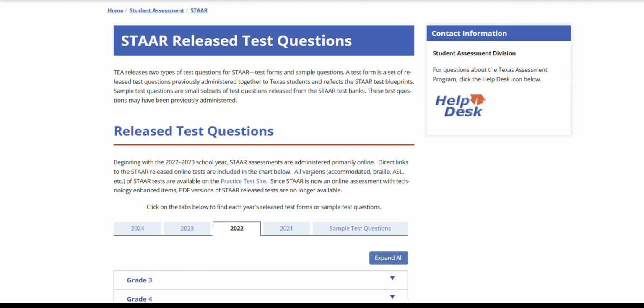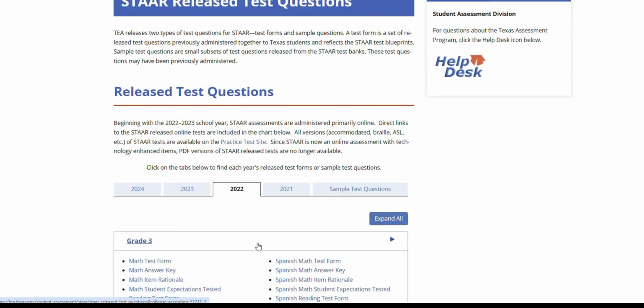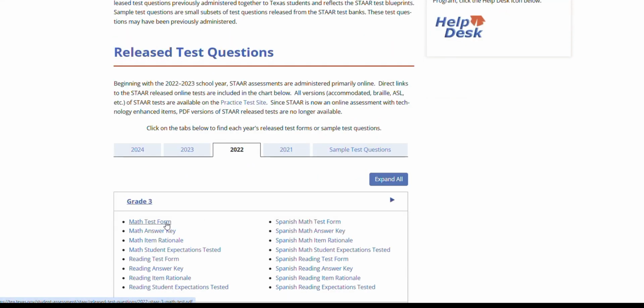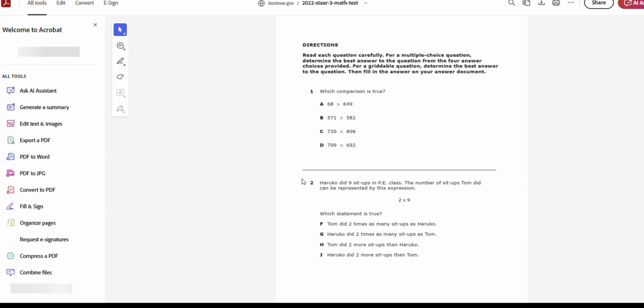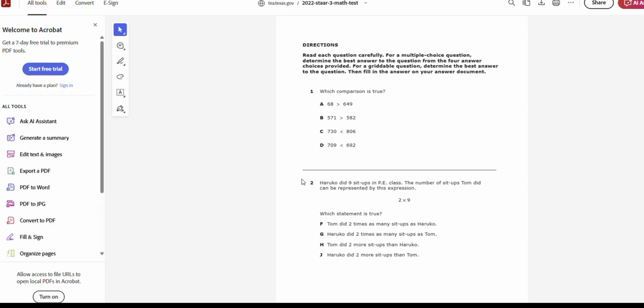We'll then select the 2022 tab and from there, choose the grade level, 3rd, 4th, and so on, to locate the math test form. We now have access to the 2022 math test questions. Let's solve them one by one.